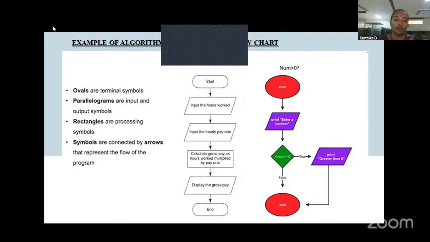Sorting means you know what sorting is. We are arranging the given list, whether in ascending order or descending order. That type of problem is said to be a sorting problem.